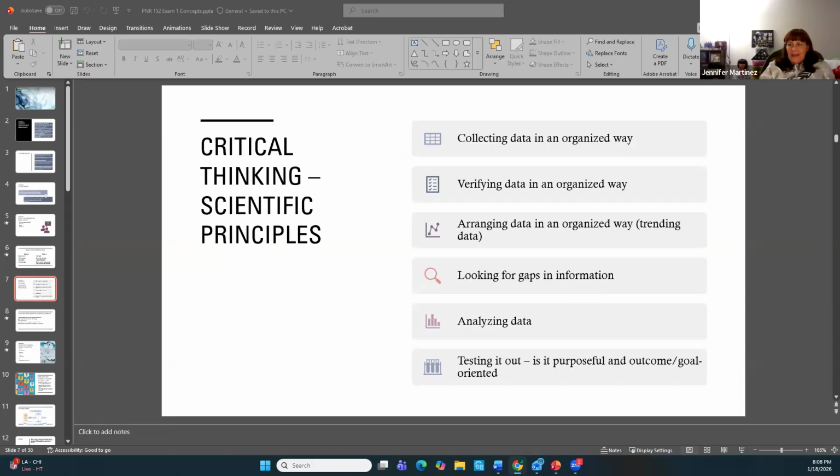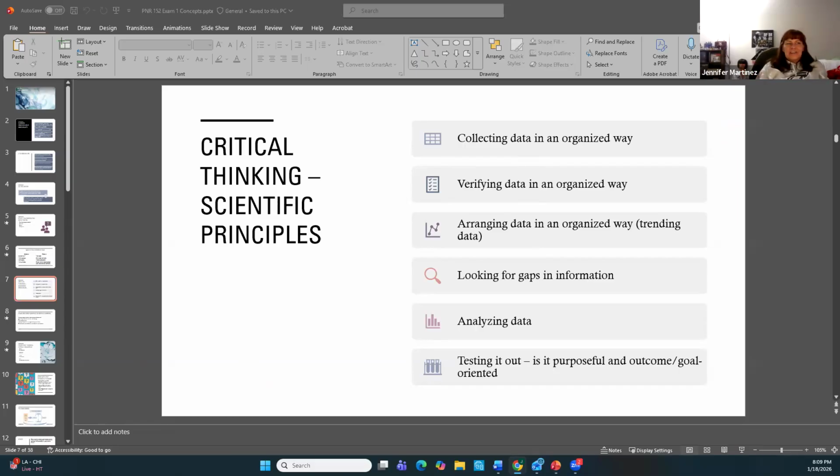We look at critical thinking. So critical thinking, the scientific principles behind critical thinking. There are specific steps that we gather, or how we get our information. And so the first thing is collecting data in an organized way. This is something that may often take some practice, right, in how we collect data.